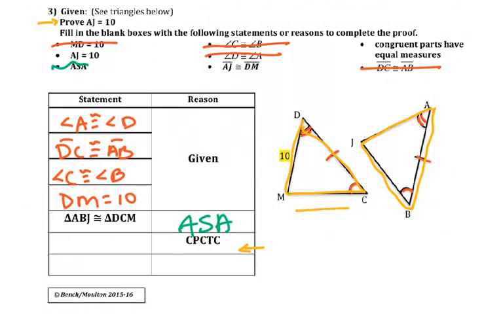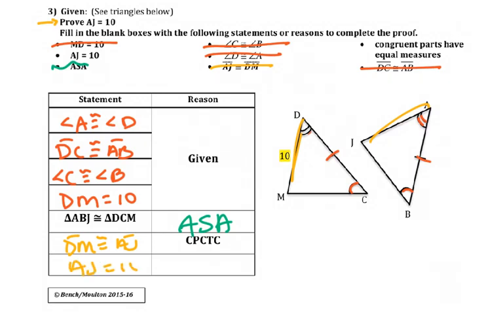Do I want to say that MC is congruent to JB? Does that help me get to my goal? That's not what I'm trying to do. So what I'm trying to do is I'm trying to show that these 2 pieces are the same right here because that gets me towards my goal. So I'm going to say DM is congruent to AJ because of CPCTC. So that's that one. Now, because they are congruent, that means that AJ is going to equal 10. And the reason is because since they're congruent, parts have equal measures. So I got that one, got that one.